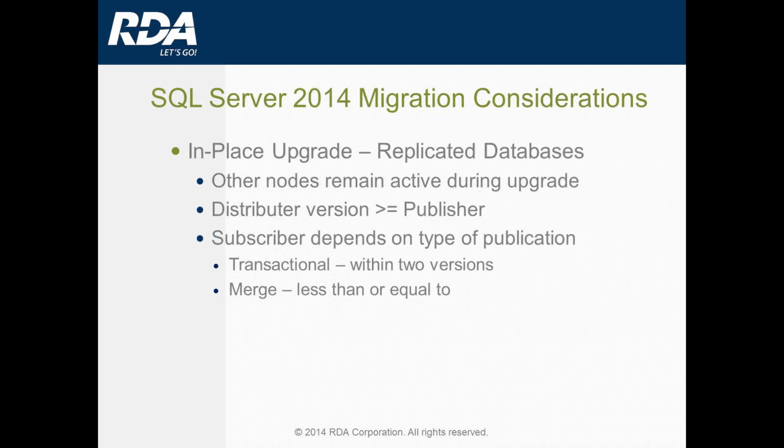From a replicated database perspective, the nice thing is other nodes remain active during the upgrade. So you typically won't have downtime. From a publisher perspective, it basically stays with the typical topography of your replication. Your distributor version has to be greater than or equal to the publisher, and then the subscriber depends, as it states here, a transactional must be within 2 versions plus or minus, and the merge has to be less than or equal to.